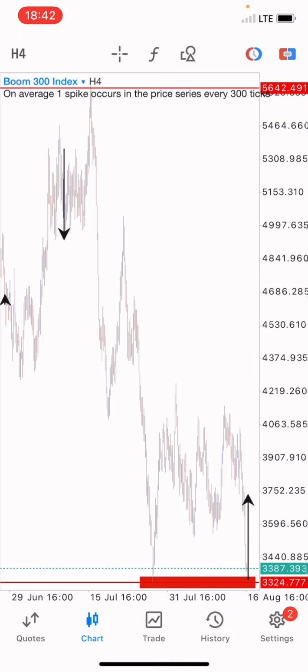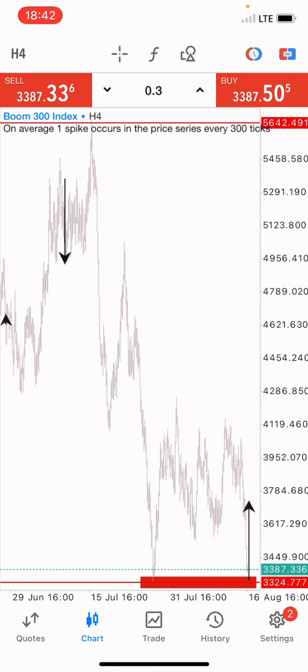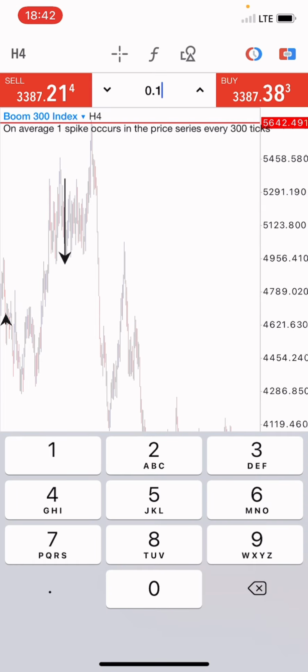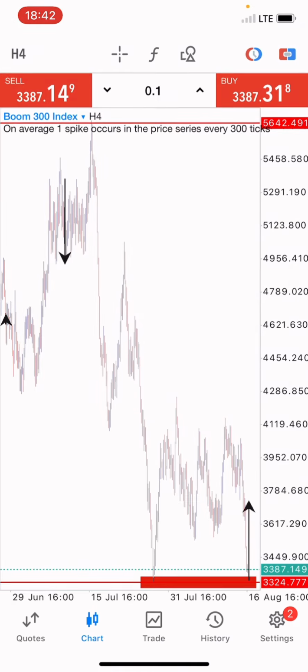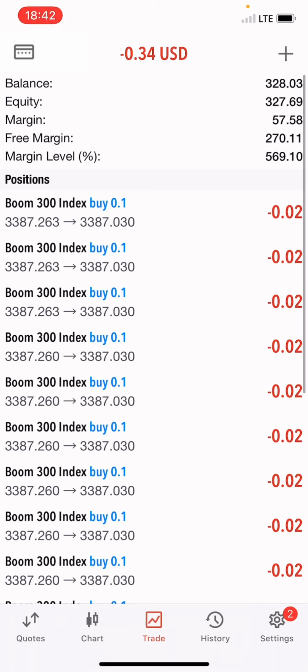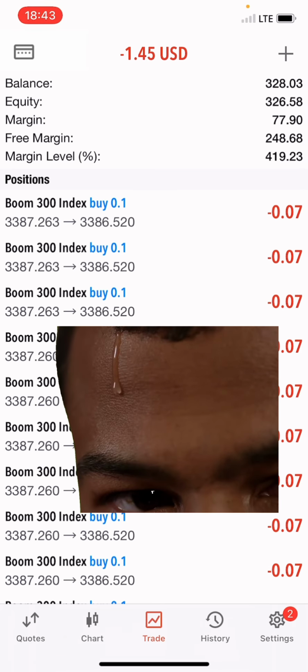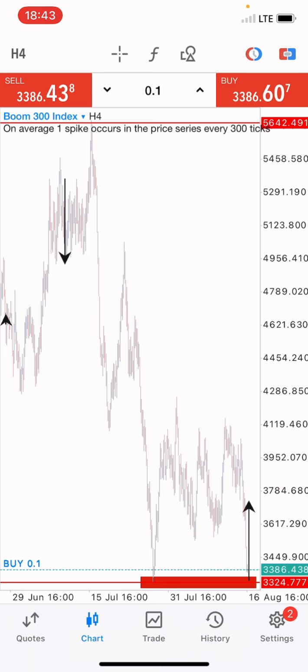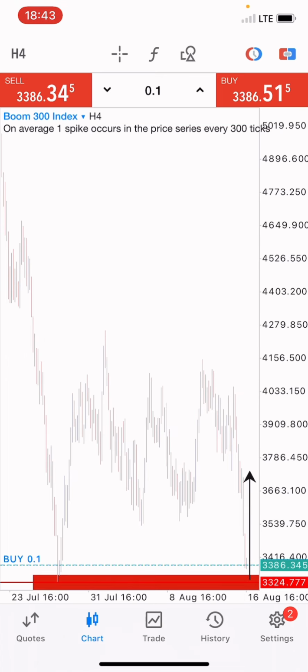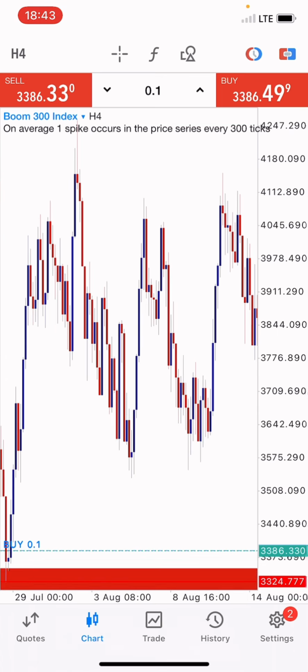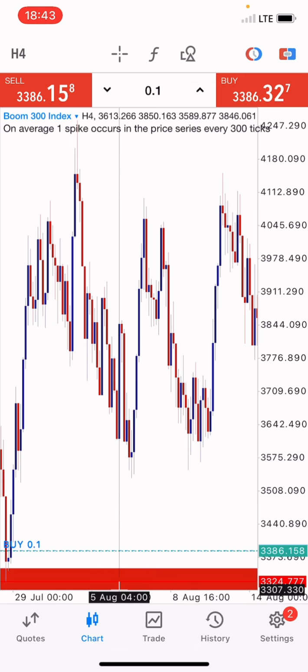So right now, let me enter. Right now, let me buy. Let me post this signal in my VIP, and the stop loss is somewhere.